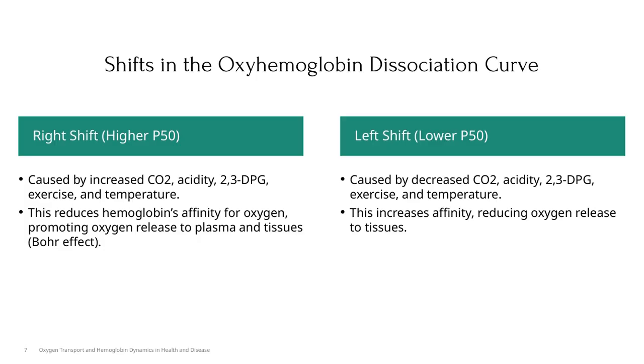On the other hand, when CO2, acidity, 2,3-DPG, exercise, or temperature decrease, we observe a leftward shift or a lower P50. In this case, hemoglobin's affinity for oxygen increases, which reduces oxygen release to tissues. Understanding these shifts helps us grasp how the body adapts to different physiological states and maintains oxygen delivery efficiently. These concepts tie into the overall theme of oxygen transport dynamics in health and disease, highlighting how flexible and responsive our hemoglobin is to varying conditions.